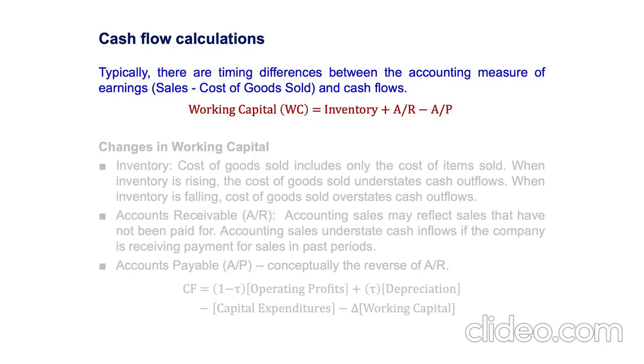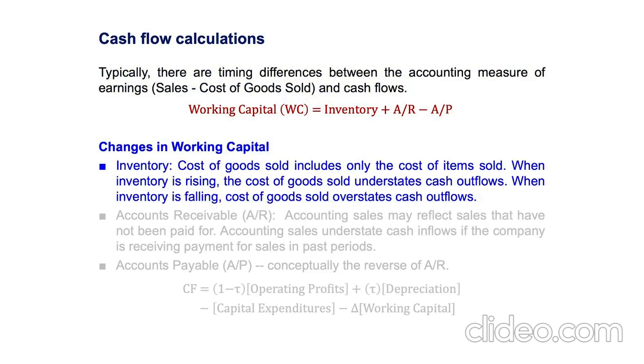In general, there are timing differences between the accounting measure of earnings or profit, which is given by sales minus cost of goods sold, and the actual cash flows. This is specifically reflected in changes in working capital, which includes several parts. A simple definition of working capital is as follows. It equals inventory plus accounts receivable minus accounts payable. As we have seen from the previous example, changes in working capital, such as inventory, imply actual cash flows.